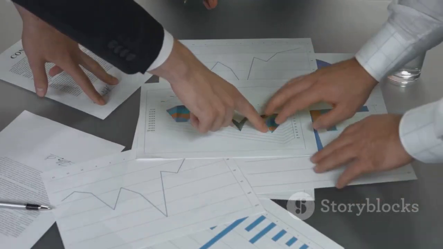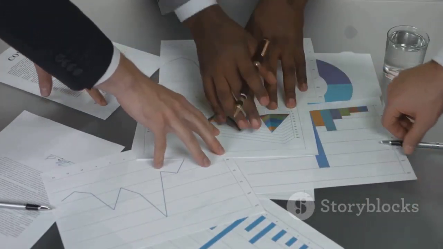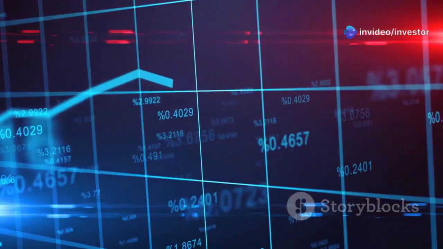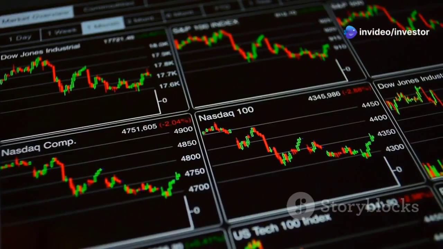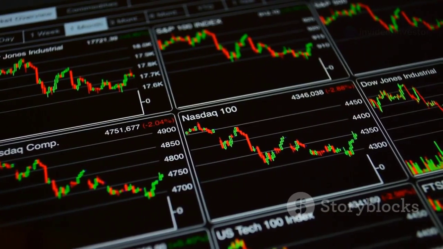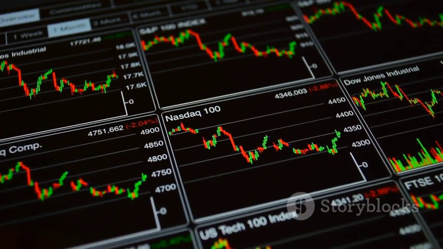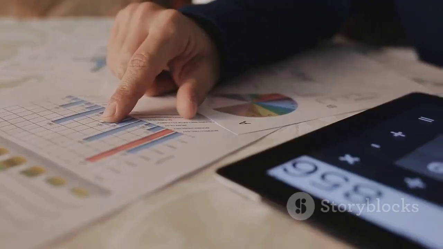Let's say you're comparing two mutual funds, Fund A and Fund B. Both funds have an average annual return of 7% over the past 5 years. However, Fund A has a standard deviation of 5%, while Fund B has a standard deviation of 15%. What does this tell you?